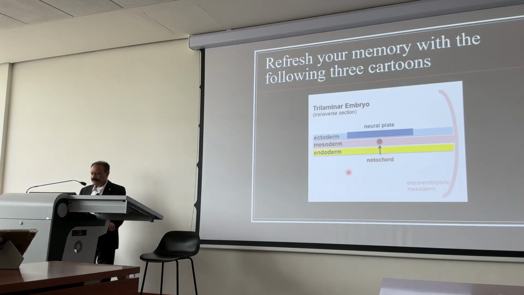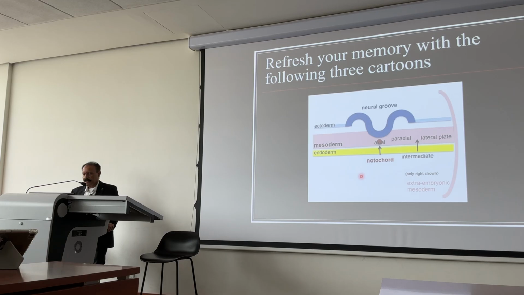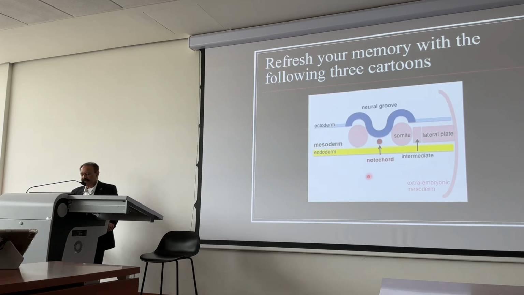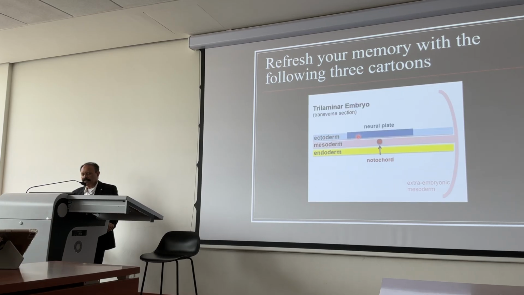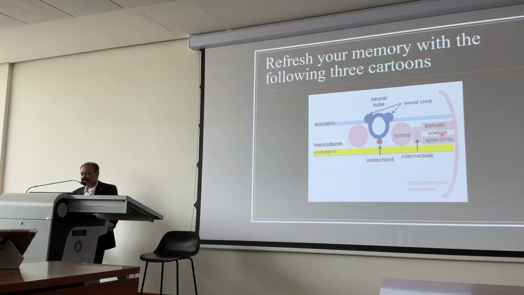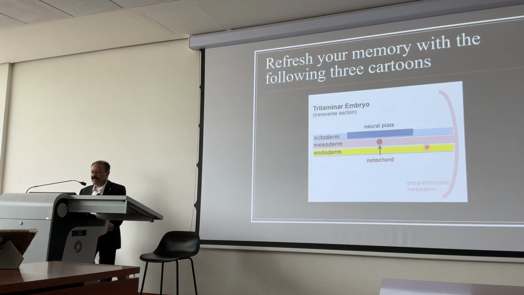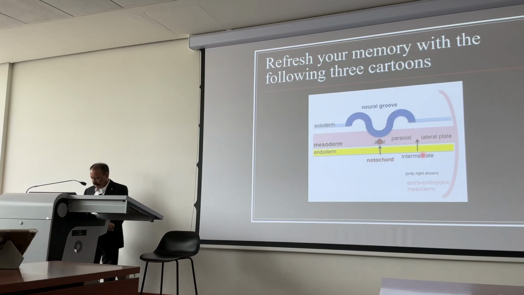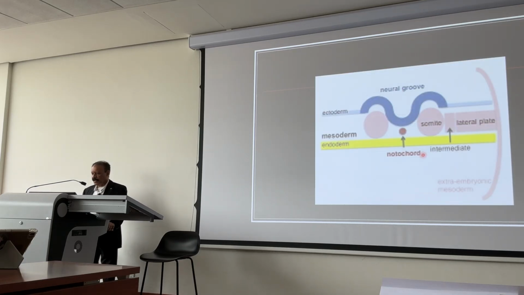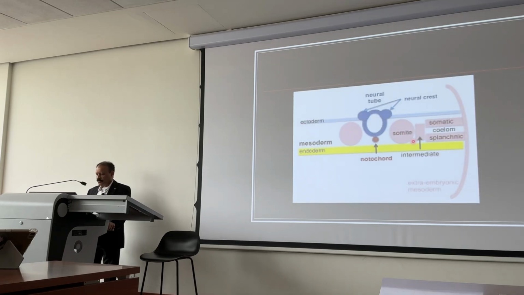Now let's see that. And you can see the somite over there is like a ball, isn't it? If you see the paraxial mesoderm, it's like a ball. And the lateral plate mesoderm is forming the two parts, somatic and splanchnic. Is that okay now? You know it already, the architecture. But what I wanted to emphasize is that the somite is like a ball.